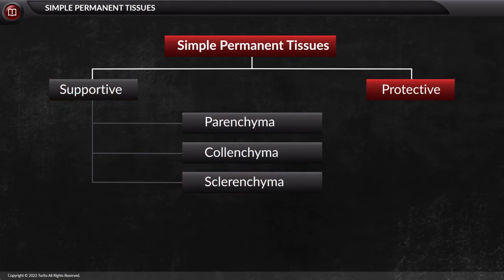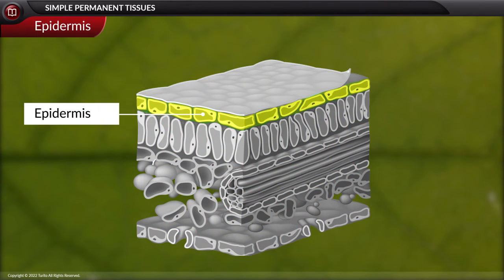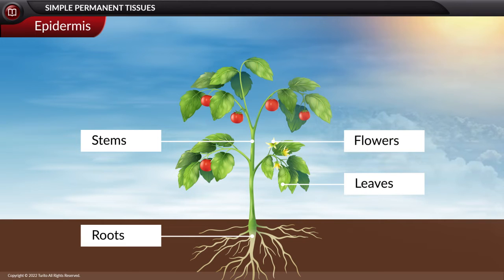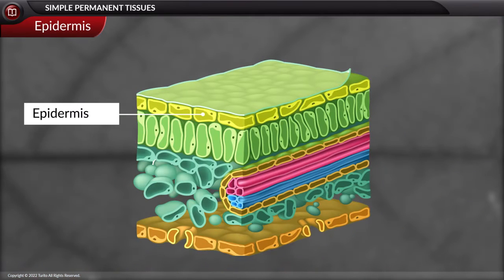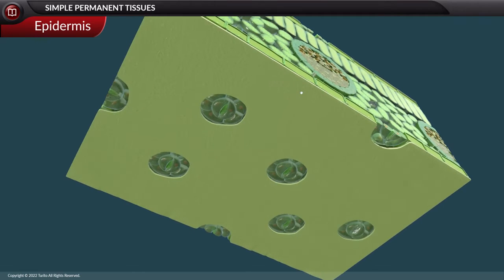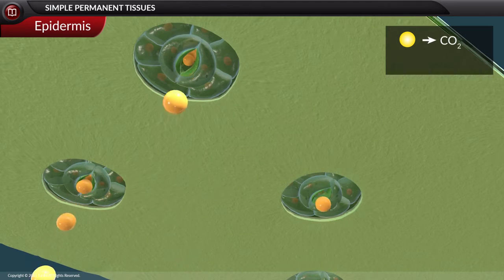Let us understand protective tissues, which are primarily protective in function. They include epidermis and cork. The epidermis is the outermost layer, that is 1 cell thick, and present in all the parts of the plant, such as roots, stems, leaves, and flowers. The epidermis is covered by a thick waxy layer called a cuticle secreted by epidermal cells. Epidermal cells have thin walls and are intervened by small pores called stomata. Stomata are responsible for gaseous exchange.